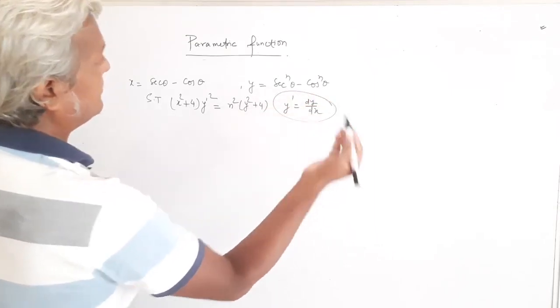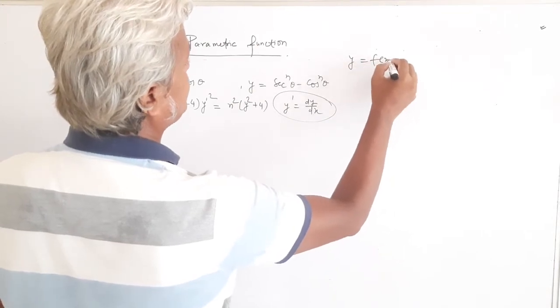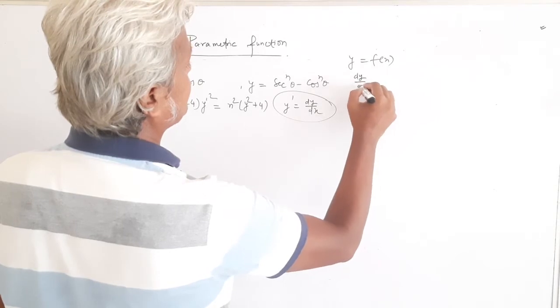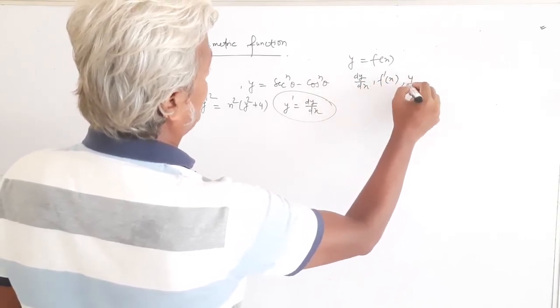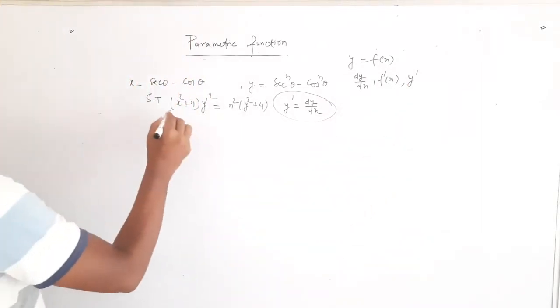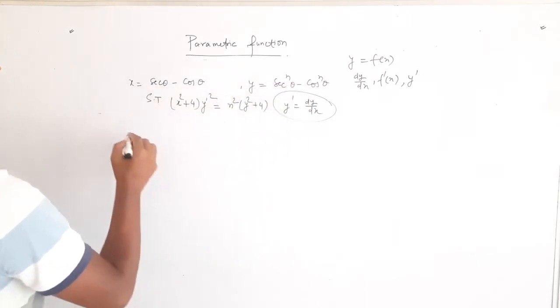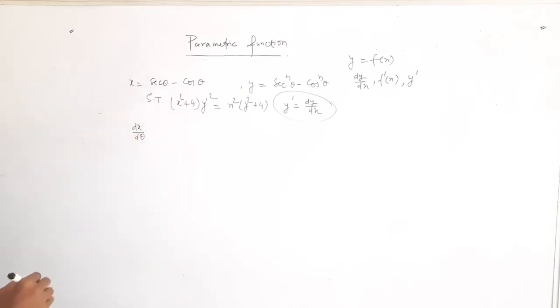We normally use three notations: y equal to f of x, and when it is differentiated, it becomes dy by dx, or f dash x, or y dash. They are all the same thing. So here we have to find dx by d theta, because x is a function of theta and y is also a function of theta. So without wasting your time, let me get the answer.